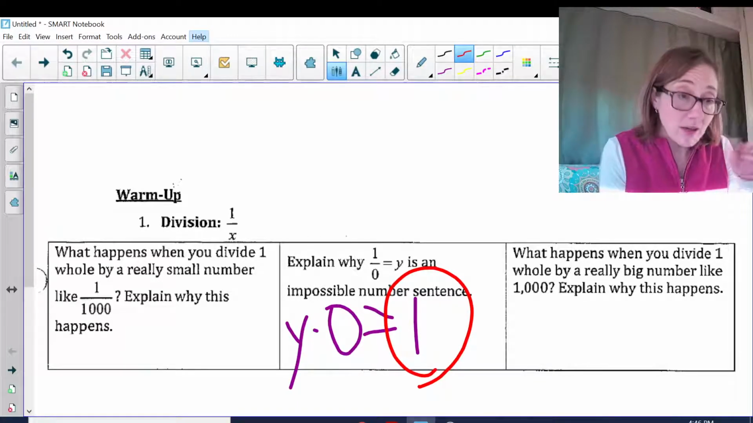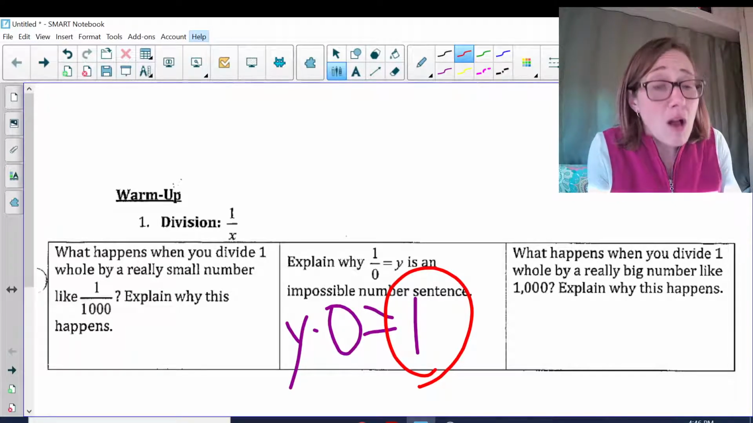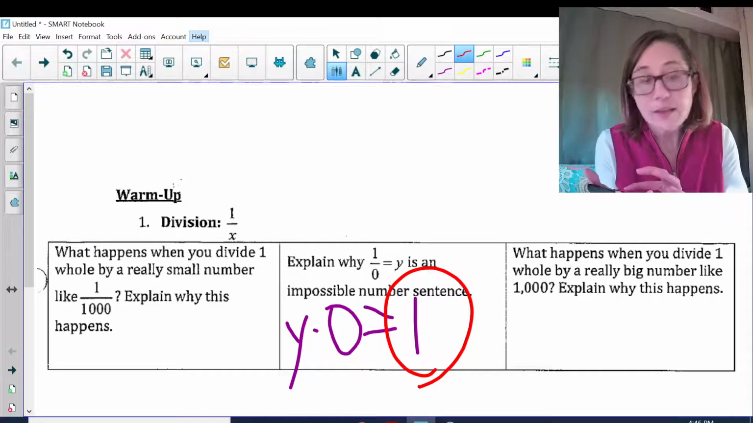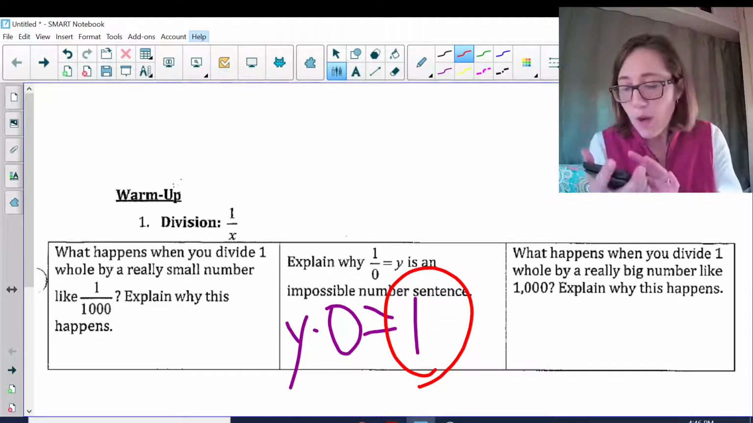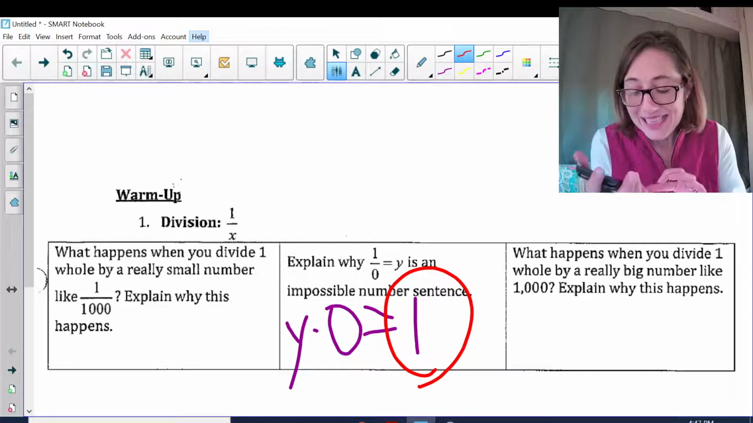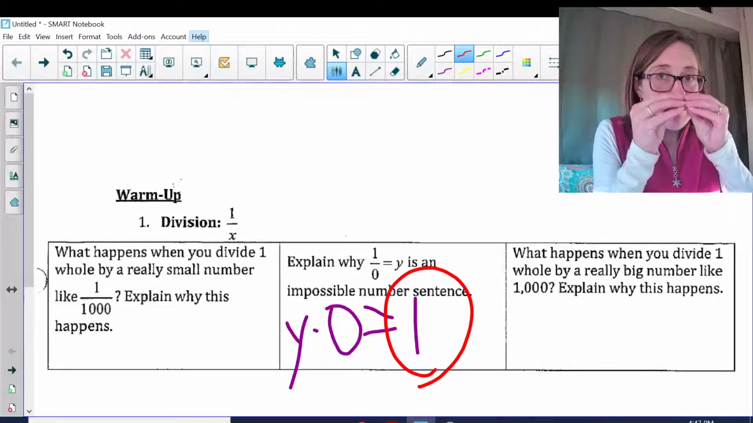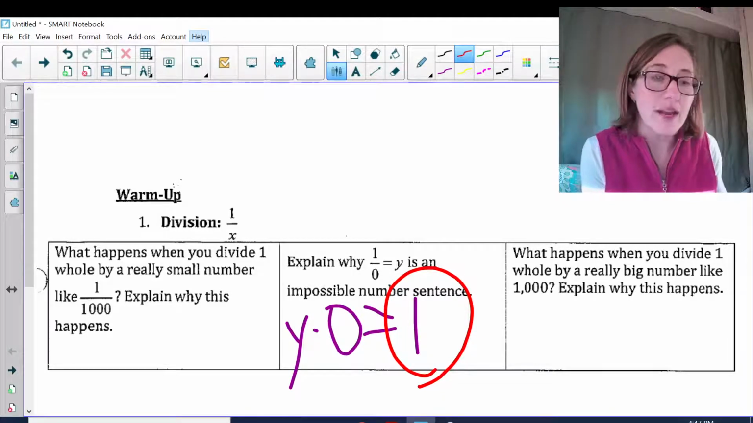Now the first question here listed is the one I feel like they should have done third. It says, what happens when you divide one whole by a really small number, like 1 over 1,000? So I'm going to type this in my calculator: 1 divided by, and then parentheses, 1 over 1,000. And I get 1,000. What if I do 1 divided by 1 millionth? So 1 divided by a teeny tiny fraction, I get a bigger number. So when you divide by something small, your answer becomes very large. So that's what they're going for here in the warm-up.